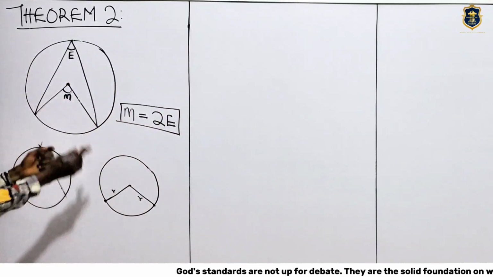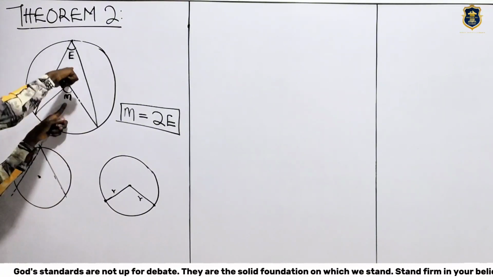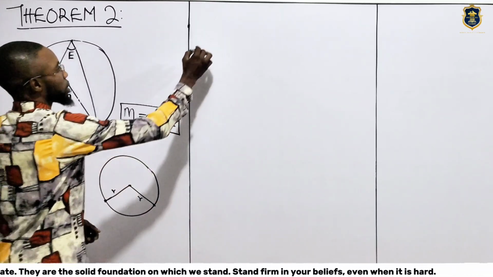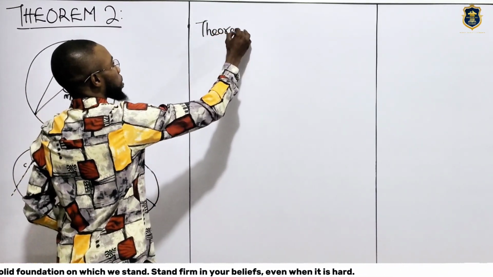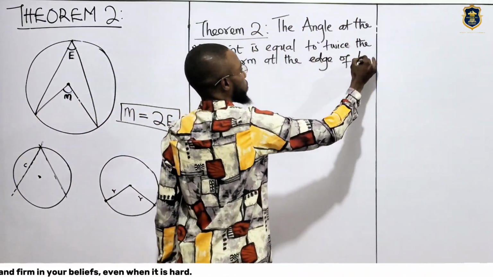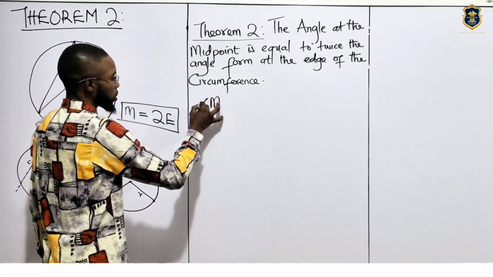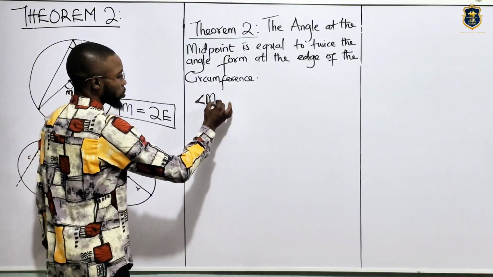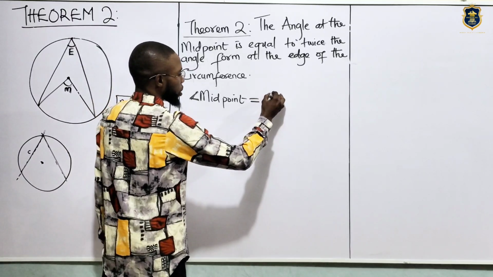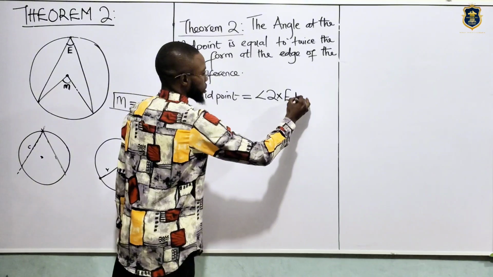Just know this. If you know this, it is easy to solve this question. You can apply it to any question we want to solve. The angle at the midpoint is equal to twice the angle at the edge, right? So we are safe to write it like this. Theorem 2 equals, angle at the midpoint is equal to 2 times the angle at the edge. Angle is written as a short form here.